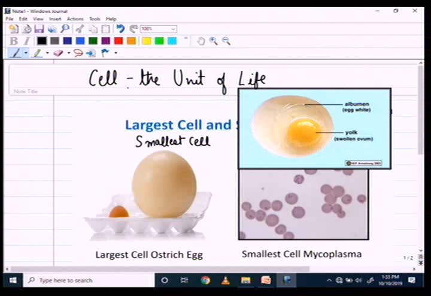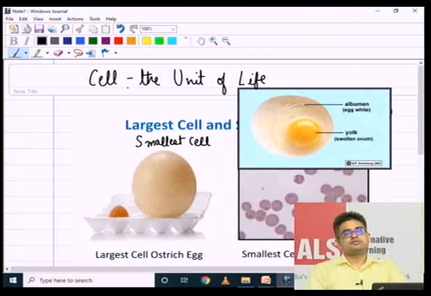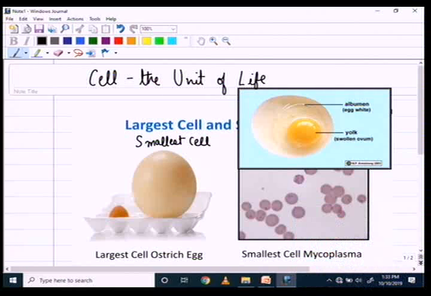So we were doing the cell theory, the cell chapter, after completing the tissues, the anatomy of plants. We are now completing the chapter called the cell.